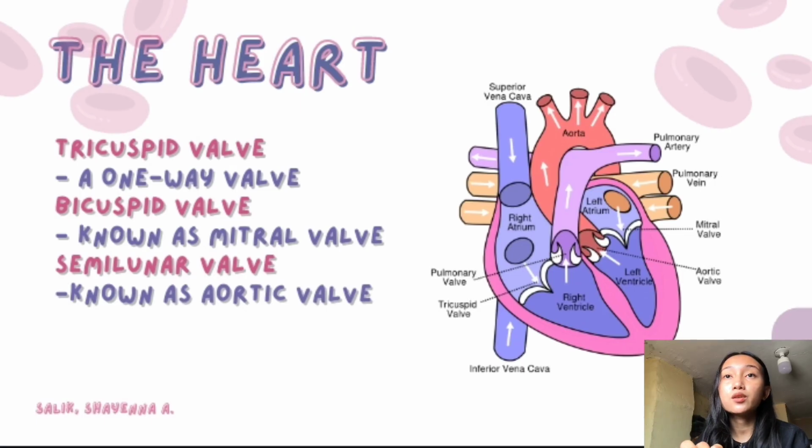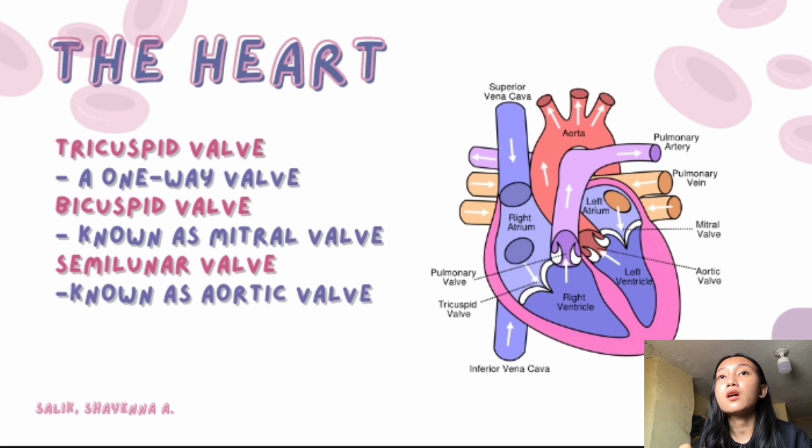Referring to the illustration, you can follow the flow of the blood through the heart. The blood that has given up its oxygen is called deoxygenated blood. It enters the heart from the upper part of the body through the superior vena cava, while the blood coming from the lower part of the body will enter through the inferior vena cava.